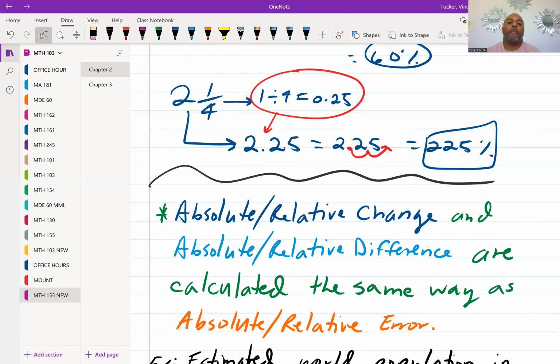All right, so in this section, they talk about absolute and relative change and absolute and relative difference. So I just wrote the statement here that absolute and relative change and absolute and relative difference are calculated the same way as the absolute and relative error. We did that last section. So I have an example, just walking through the process again, but all three of them are calculated the same way.